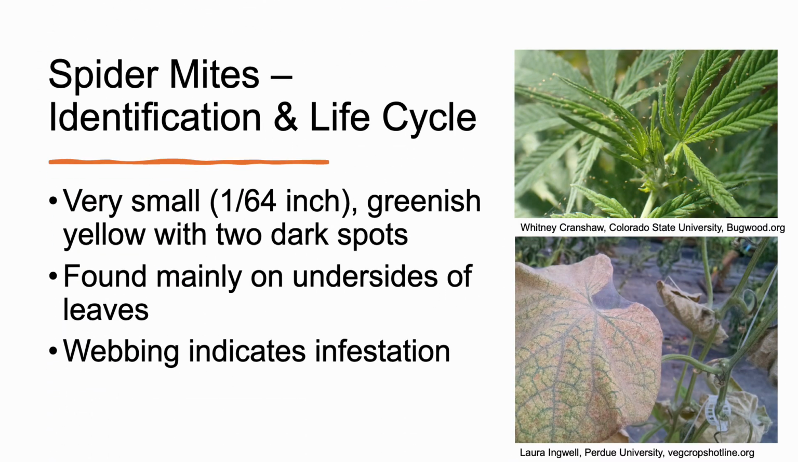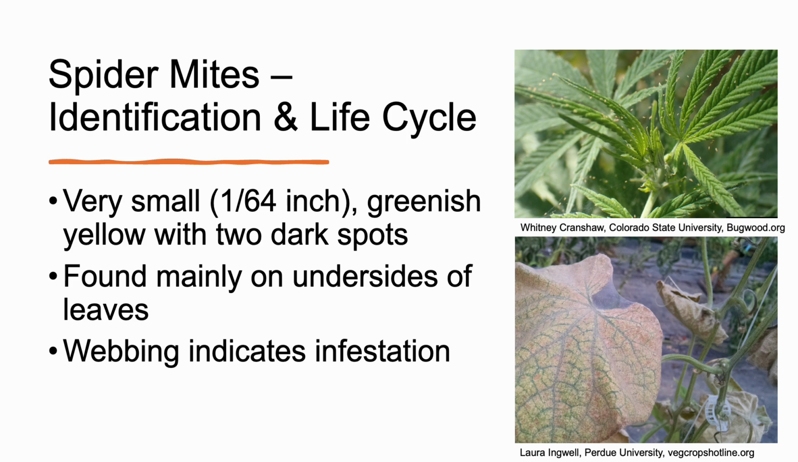Two-spotted spider mites are extremely small, being about 1/64th of an inch long, and are usually greenish yellow with two dark spots on their backs. They are found primarily on the undersides of leaves, where they feed and reproduce. The presence of fine webbing on leaves is a strong indicator of an established infestation.